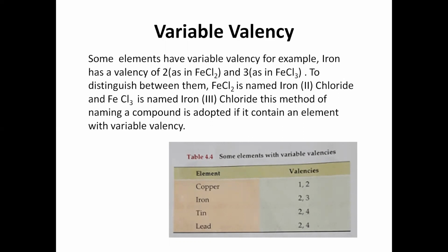Some other elements you can see here, like copper. You can see in table 4.4, copper valency is 1 and 2. Iron 2 and 3, already we explained with this example. Then tin 2 and 4, lead 2 and 4. Thus, after knowing the valencies, we can write the formulae of the corresponding compound.